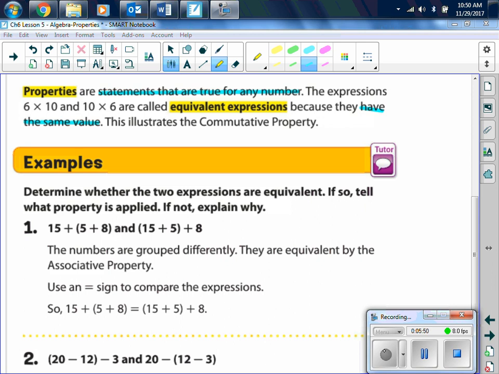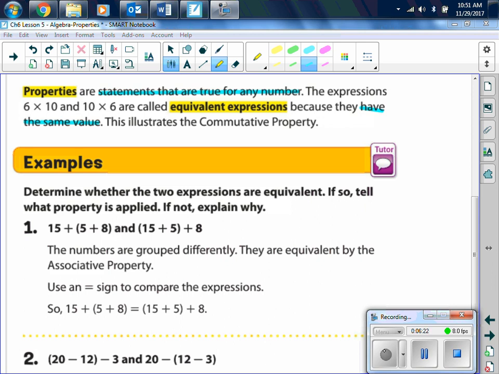Okay? So, when we add these together, let's see. The order of operations tells me we're going to do the parentheses first, the grouping symbols. So, 5 plus 8 is 13, plus 15 is 28. So that one is 28. And then on the other side, order of operations says we do the parentheses first, so that's 15 plus 5, which is 20, plus 8 is 28.